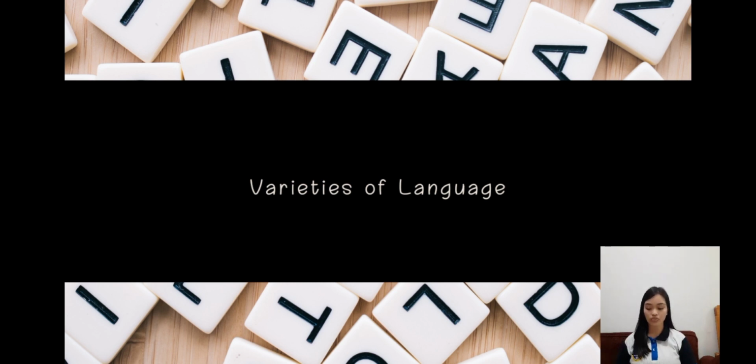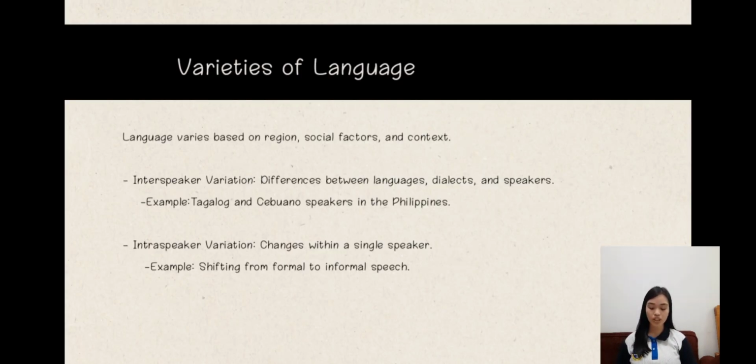Next is the varieties of language. Language varies based on region, social factor, and context. Now we have two varieties of language, which is the interspeaker variation and the intraspeaker variation. In this interspeaker variation, it says here that it is just the difference between language, dialect, and the speaker. So yun lang yung pagkakaiba nyo sa mga lengguwahe, sa dialect, sa way ng pananalita, the way of speaking, pronunciation, and the speaker. For example, Tagalog and Cebuano speaker, right? They have different language, they have different dialect, pronunciation, the way of speaking, and they are a different speaker.